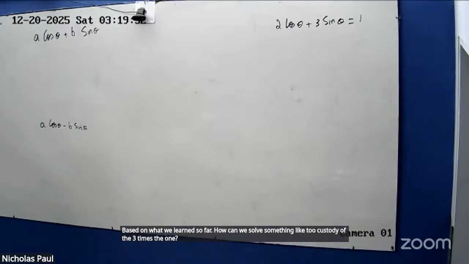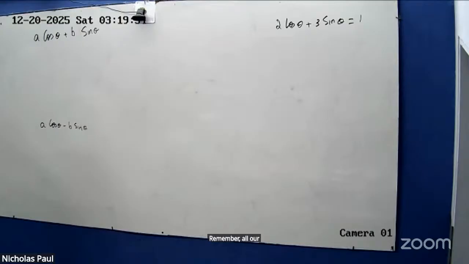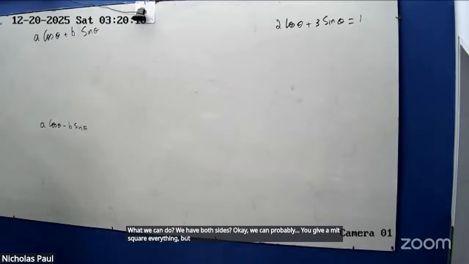Remember, all our identities are cos squared and sin squared and those things, right? But any ideas how we could solve something like this? How can we do it? Square both sides? Okay, we could probably square everything, but it'll become a little tedious. What else could we probably do?